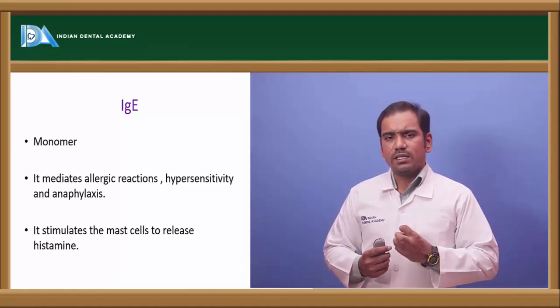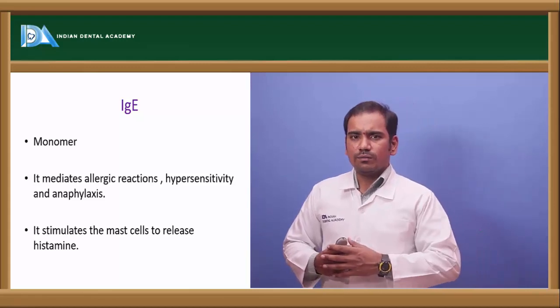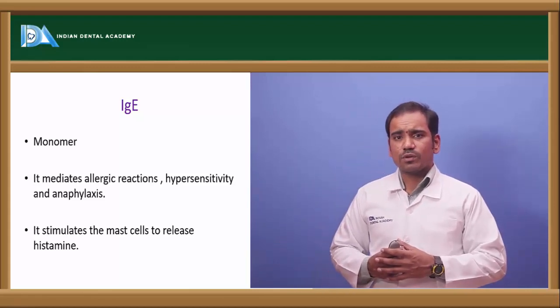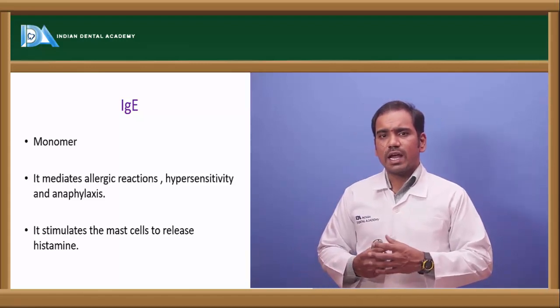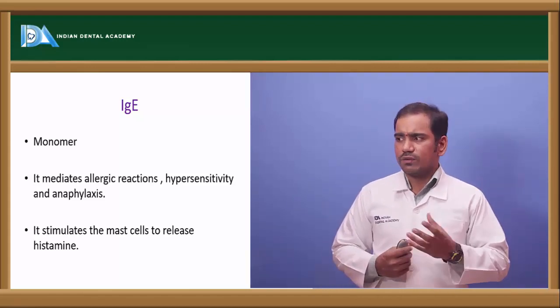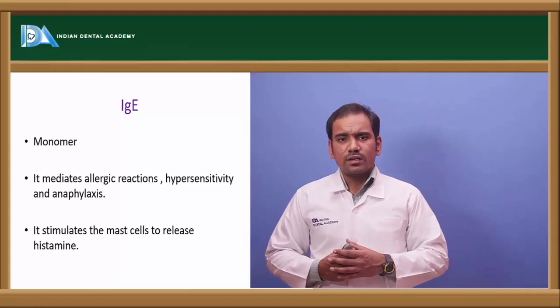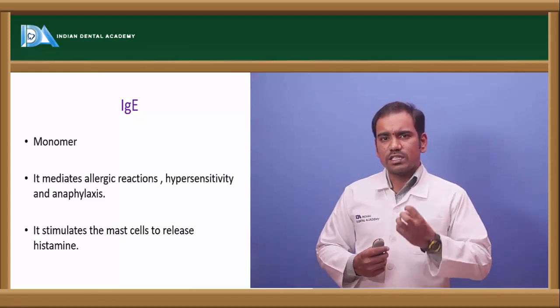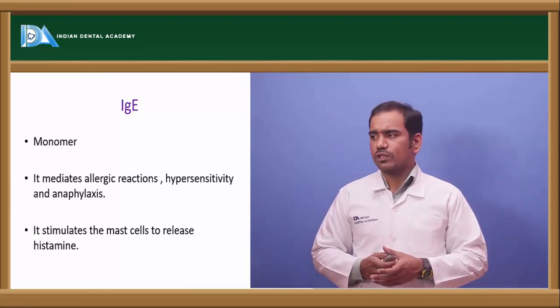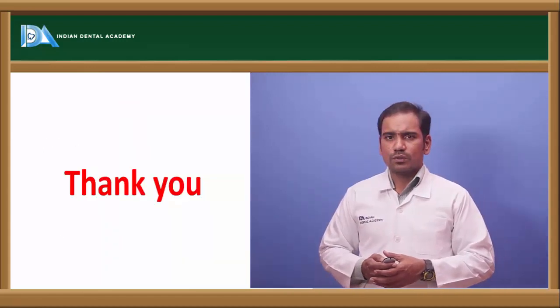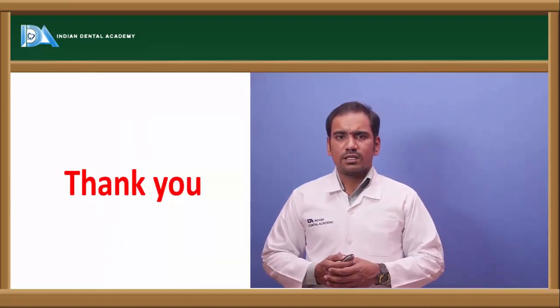And this IgE binds with the mast cells, causing degranulation, which results in the release of a compound called histamine from the mast cells. So this histamine mediates the allergic reactions. So this is about the functions of IgE, which mediates the allergic reactions.